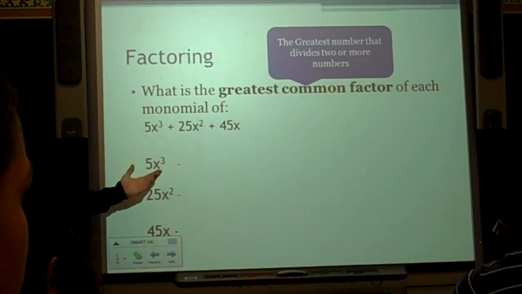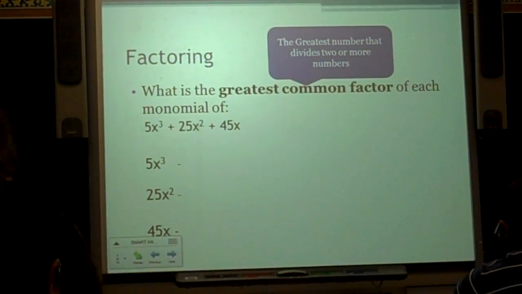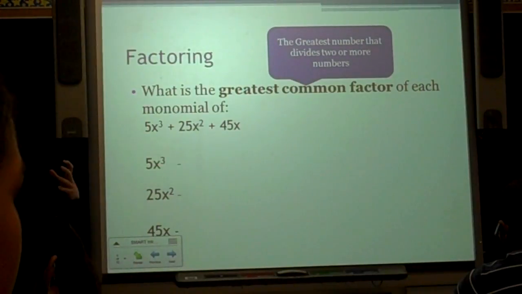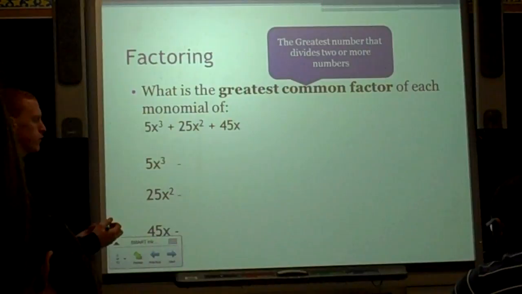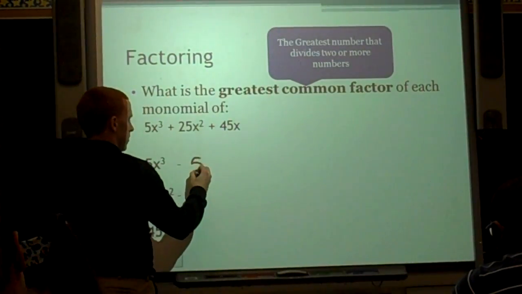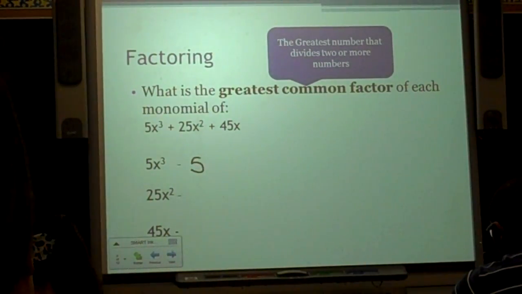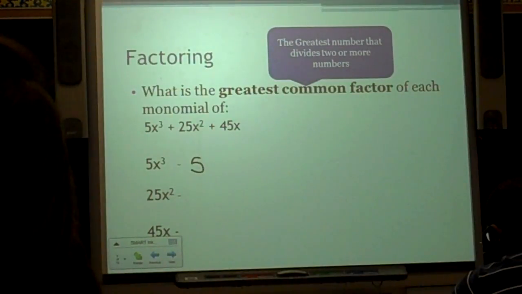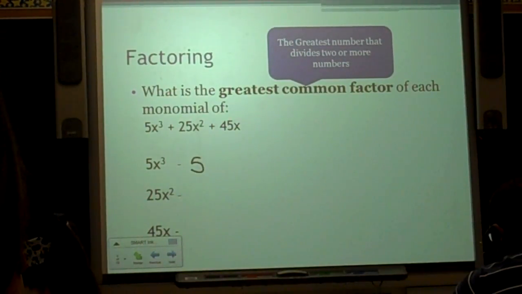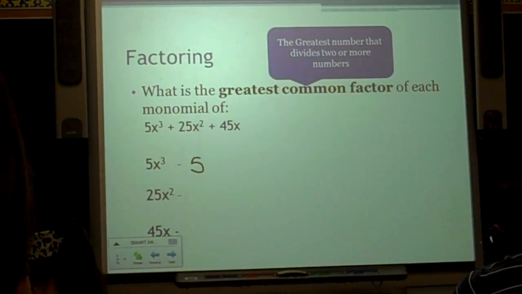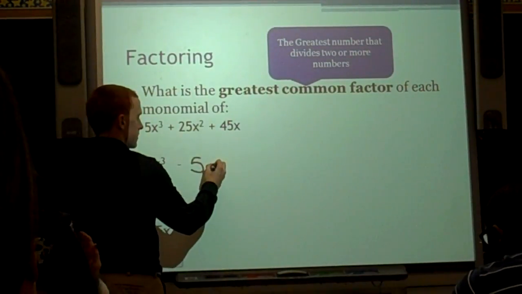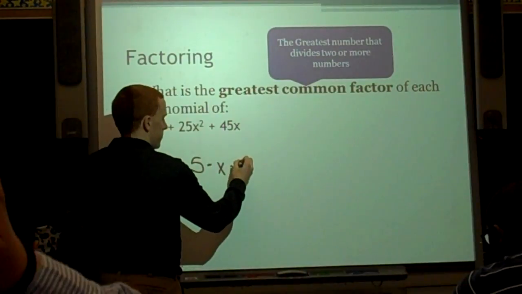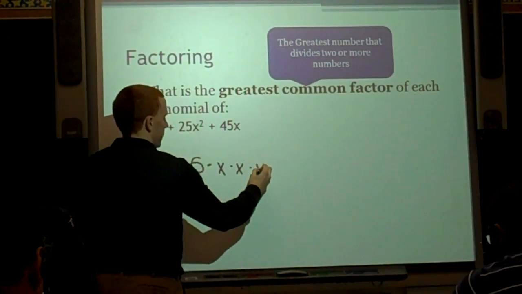So this 5x cubed is not really a great example to start with. So I want to break 5 down into its prime numbers. Well, that's not very exciting for 5 because 5 is prime. 5, and then x cubed, how else can we write x cubed into its simpler parts? x times x times x, 3 x's.